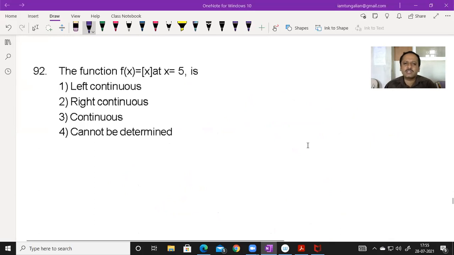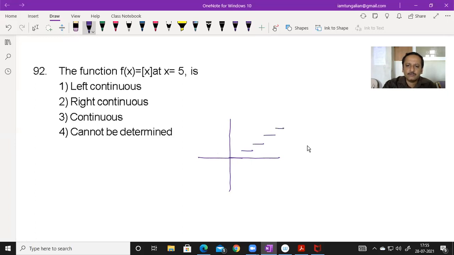The function f of x equal to step x at x equal to 5 is left continuous, right continuous, continuous, cannot be determined. See, already you know that it is discontinuous at x equal to integers. Step x is a very important function. At every integral point, it is discontinuous, that you know, right? So look at the graph of step x. Greatest integer function, right? This is the graph of step x.